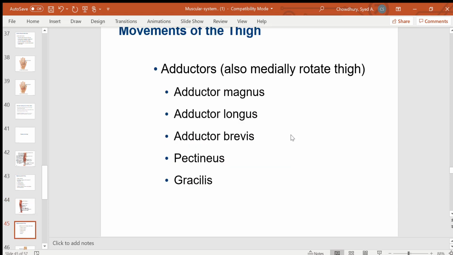Adductors, as I mentioned, are the muscles in the medial aspect of the thigh that cause adduction. Most of them start with adductor: adductor magnus, adductor longus, adductor brevis. And then you have two other muscles that cause adduction: pectineus and gracilis.